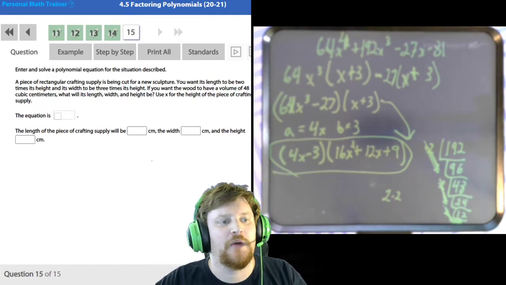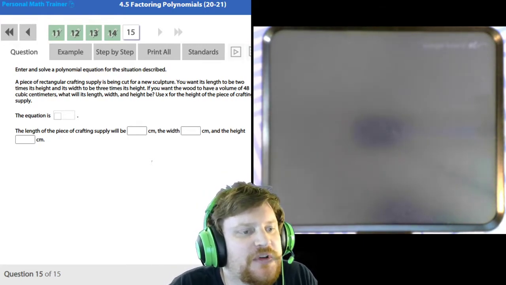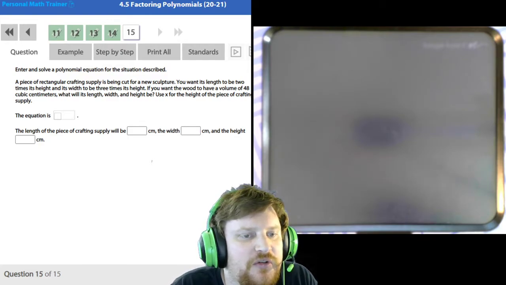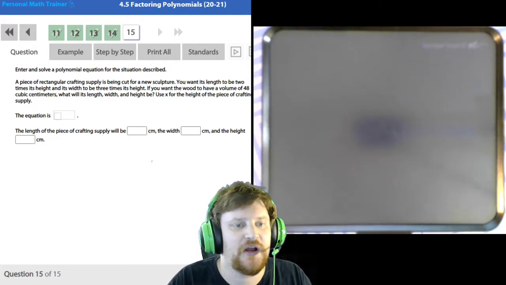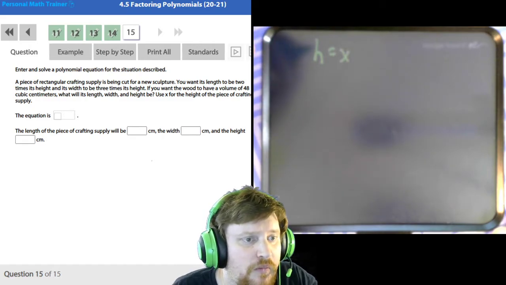Oh, hey, word problem. Enter and solve a polynomial equation for the situation described. A piece of rectangular crafting supply is being cut for a new sculpture. You want its length to be 2 times its height and its width to be 3 times its height. If you want to use the wood to have a volume of 48 cubic centimeters, what will its length, width, and height be? Use x for the height of the piece of crafting supply. So, height equals x.